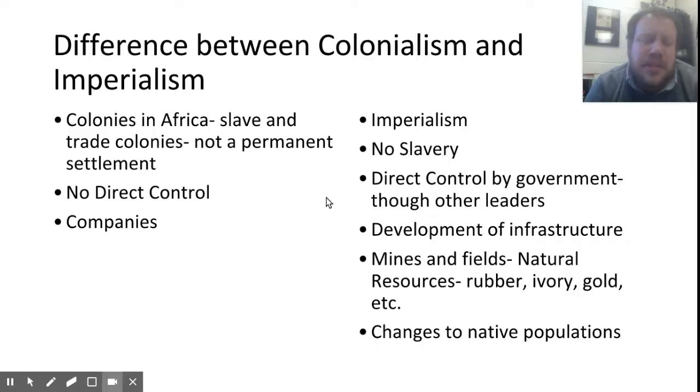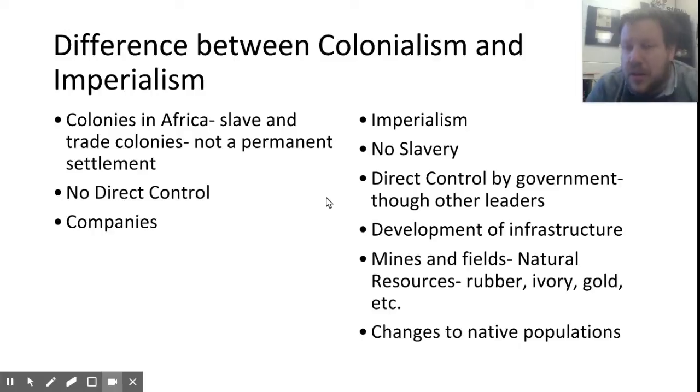But these are never permanent settlements. They would put trading posts there, and companies that ran trading areas on the coast of Africa, whether you're the Portuguese, or the French, or the British, or whoever. There was no direct control. They would raise the flag, but they wouldn't have direct government control. Imperialism, on the other hand, is going to be that direct control by the government, possibly other leaders.